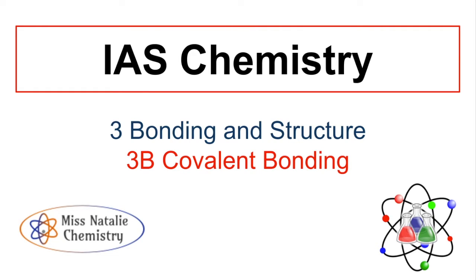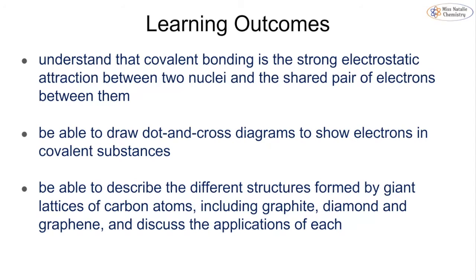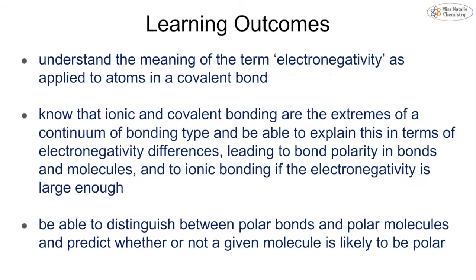In this video, we're going to be looking at topic 3B, covalent bonding, and this is part of the IAS chemistry course from Edexcel. So you will have covered some of this content back in GCSE, but for A-level, you need to understand covalent bonding in terms of electrostatic attractions. You should be able to draw dot and cross diagrams for covalent substances. Look at giant structures of carbon atoms and identify the different types of structure and applications.